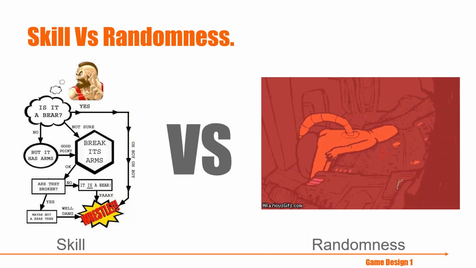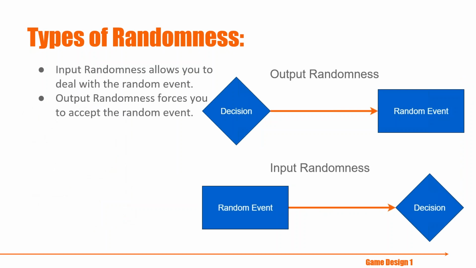Now let's look at that a little bit closer. So we have two types of randomness, input randomness and output randomness. Input randomness allows you to deal with a random event. Output randomness forces you to accept the random event.